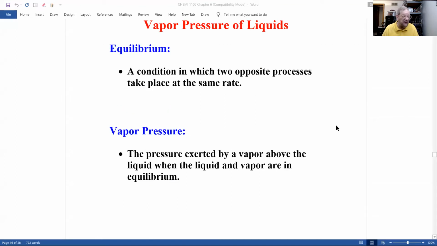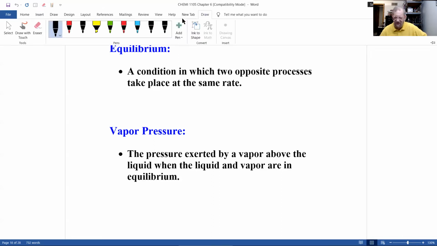Now, vapor is a gas. All gases, you can measure pressure. And vapor pressure is the pressure exerted by a vapor above a liquid when the liquid and vapor are in equilibrium. Uh-oh, warning, warning, artwork by Dr. White. If you laugh too hard and break a rib, it's not my responsibility.